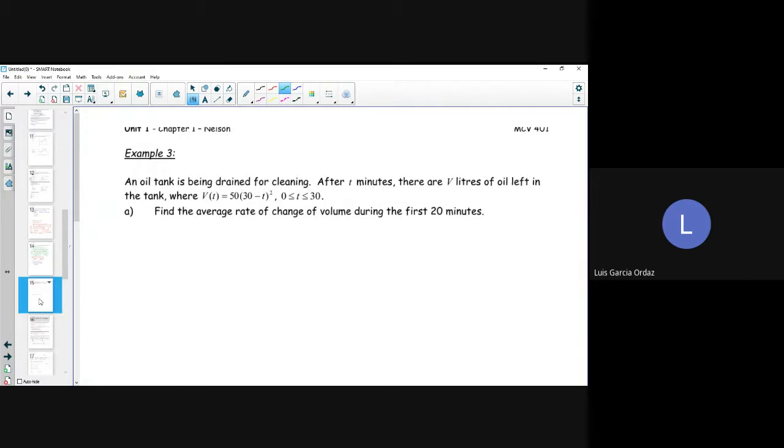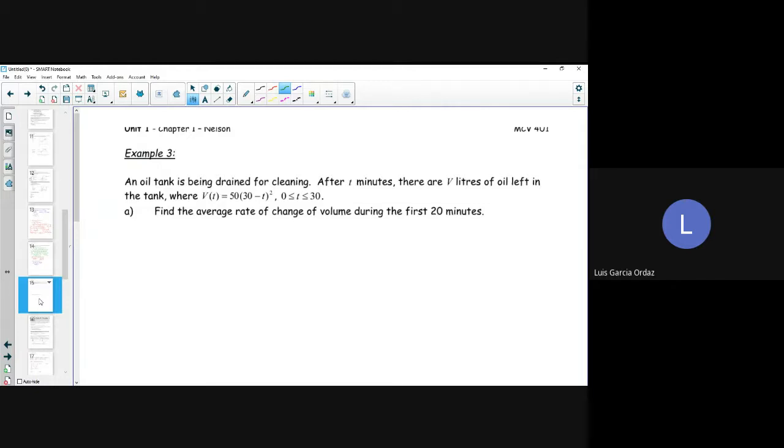So the first one is easy. An oil tank is being drained for cleaning. After t minutes, there are V liters of oil left in the tank, where V of t is equal to 50 times (30 minus t) squared, where t is between 0 and 30. So we want to find the average rate of change of volume during the first 20 minutes.